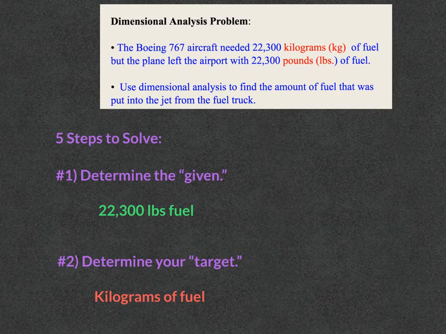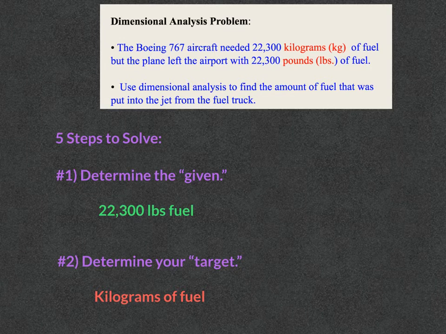So again, we're taking a look at our dimensional analysis problem. The Boeing 767 aircraft, Flight 143, needed 22,300 kilograms of fuel, but was filled with 22,300 pounds of fuel. If you don't think that that's a big deal, we're about to find out it is. So our task is to use dimensional analysis to find the amount of fuel that was actually put into the jet from the fuel truck. There's 5 steps that we're going to follow, and you can add these into your notes.